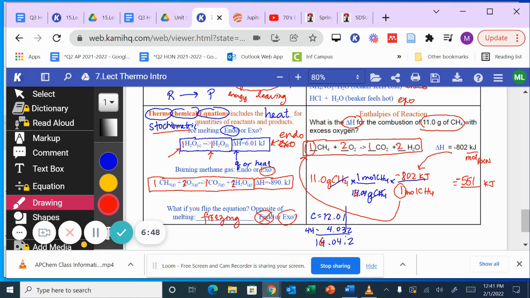You can also do the same problem. You can start with oxygen, grams, go to moles of oxygen. But instead of putting the 1, you're going to put 2 moles of oxygen and will give this much heat. So when I say mole of the reaction, that means this is how much heat you'll get for every 1 mole of methane, 2 moles of oxygen, 1 of these, and 2 of these, and so forth. It matches this equation.